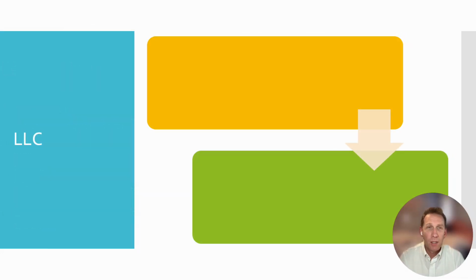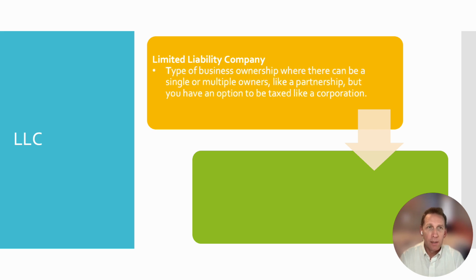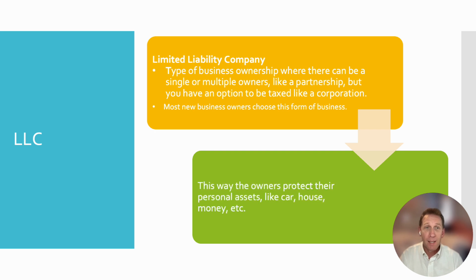Now let's talk about something called an LLC. This is a limited liability company. This type of business ownership is where there can be single owners or multiple owners, like a sole proprietorship or a partnership, but you have the option to be taxed like a corporation. Most business owners choose this type of business because in this way the owners can protect their personal assets like their car, their house, their money, etc.